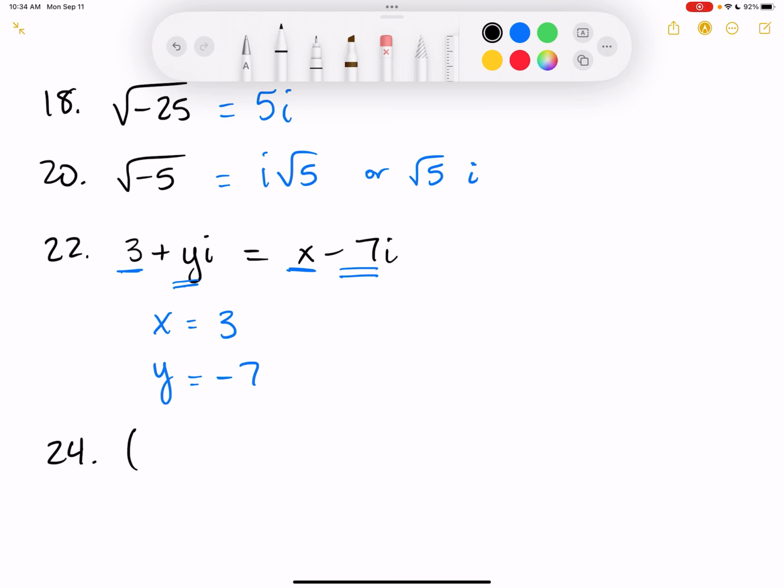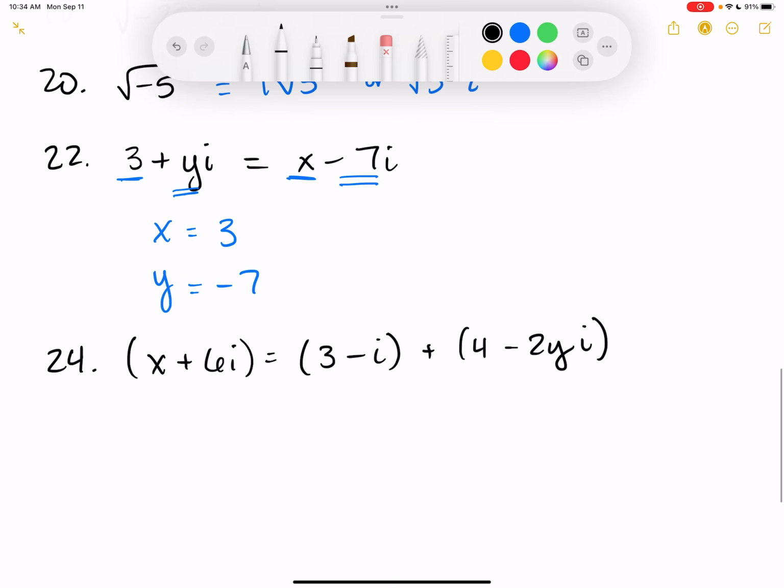Number 24, same instructions: x plus 6i is equal to 3 minus i plus 4 minus 2yi. So this one, it's the same instructions and overall the principle is the same, but right now the right and the left side do not look the same. So what do I need to do to make them look the same? Yep, I'm going to combine like terms on the right side.